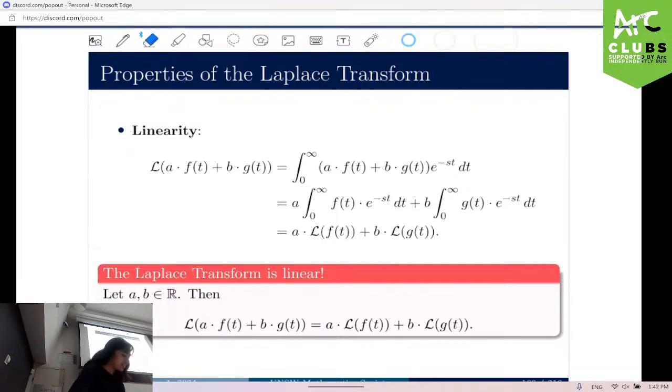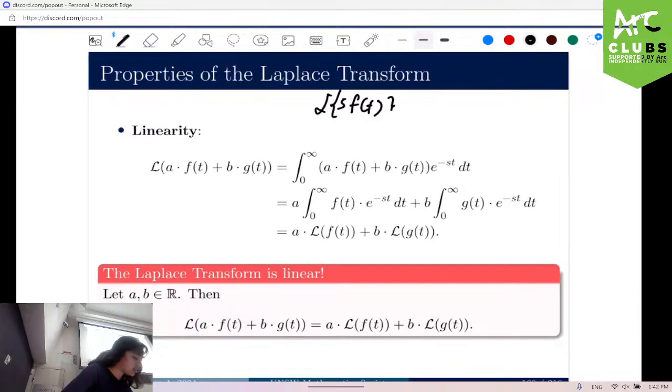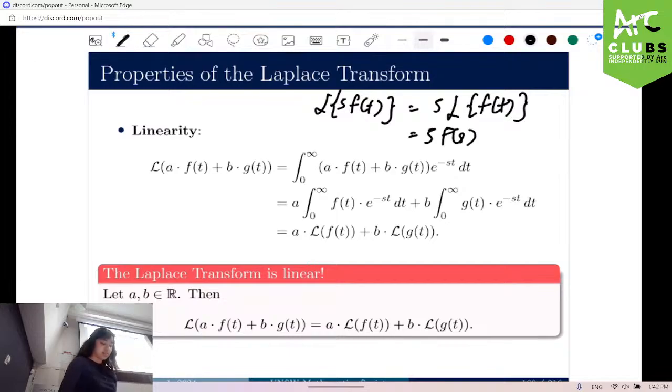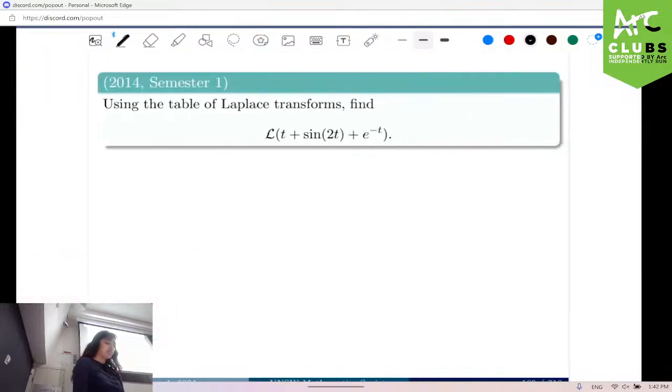Yeah, so basically what it means is that, let's say you have 5 times whatever function you have. If you want to find the Laplace transform of that, it is just 5 times the Laplace transform, so it's just 5 F(s). Right? Okay, so let's do a question. Using the table of Laplace transforms, find the Laplace transform of t plus sine 2t plus e^(-t). Okay, how would we approach this question?